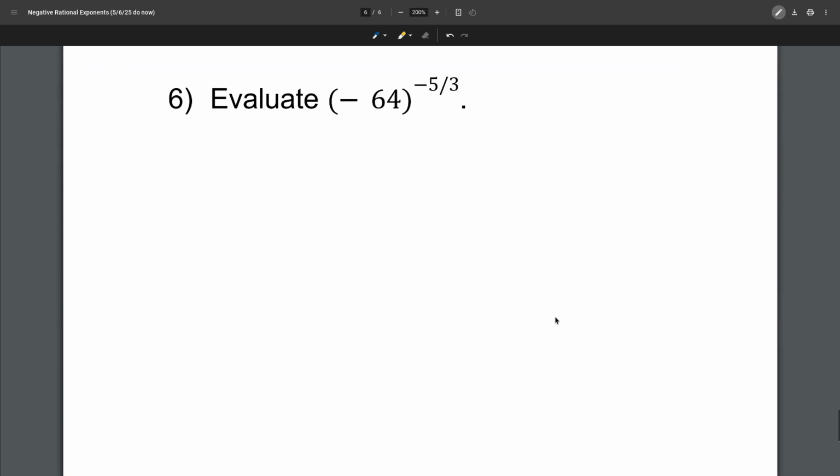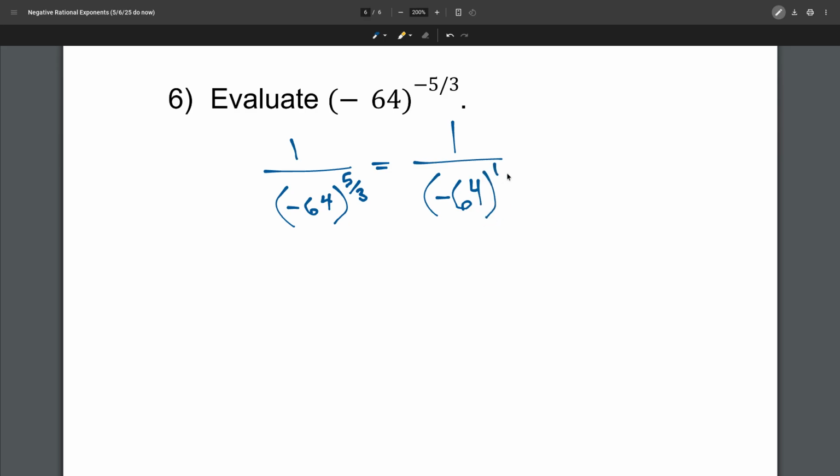We're going to evaluate -64 to the -5/3 power. So I'm going to write this as 1 over -64 to the +5/3 power. I'm then going to break it apart into 1 over -64, fix that 6, -64 to the 1/3 power. And we'll put that to the 5th power here.